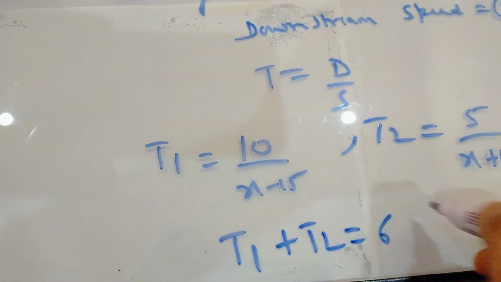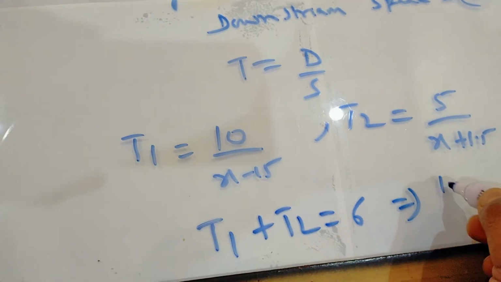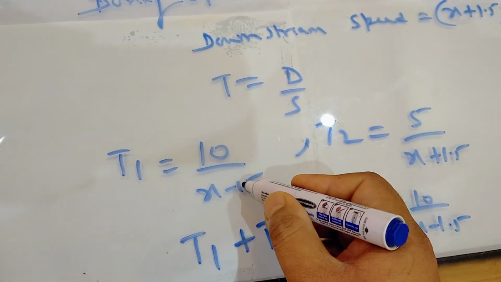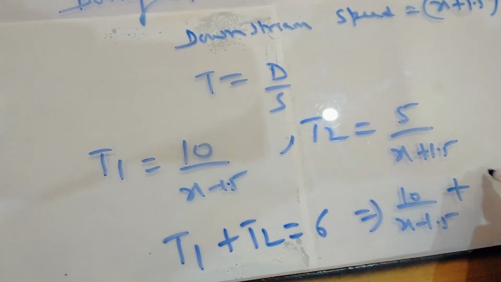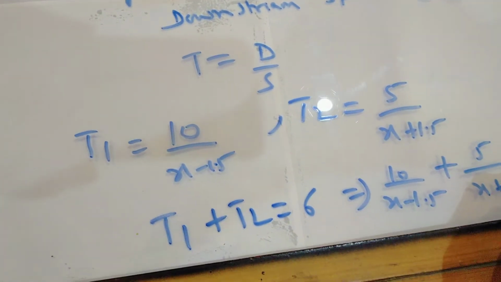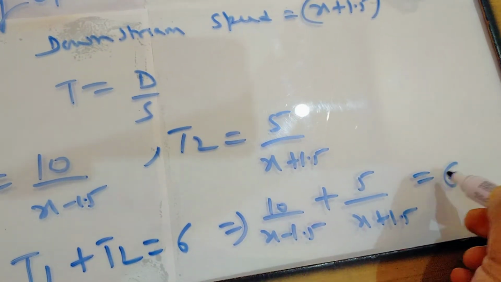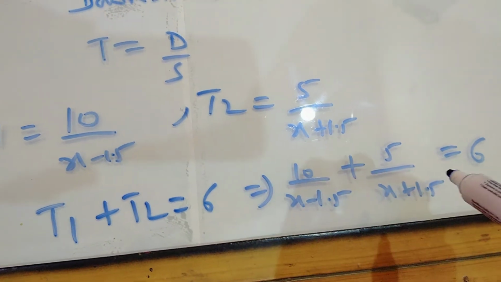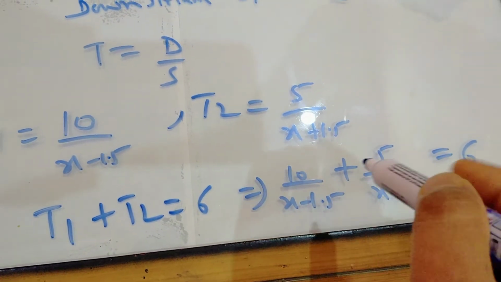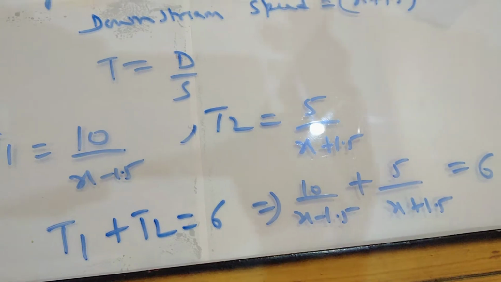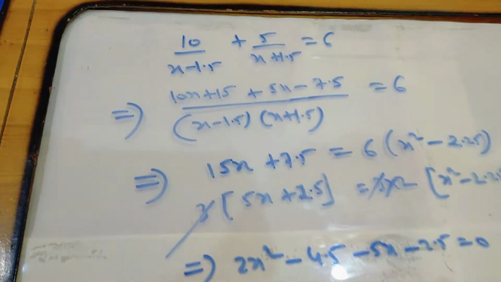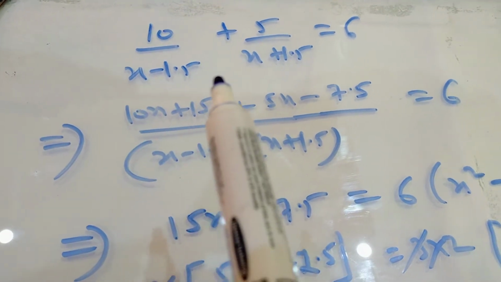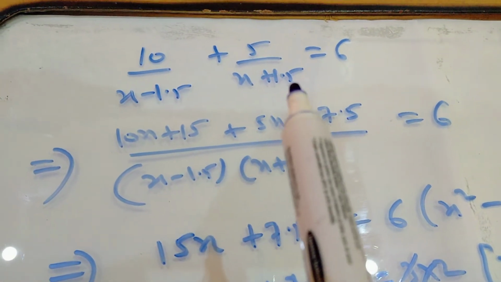So this implies that 10 upon x minus 1.5 plus 5 upon x plus 1.5 is equal to 6. So you have to simplify this equation and convert into quadratic equation and then solve it and get the value of x. That we will do it. So student, look at here, this is the equation. 10 upon x minus 1.5 plus 5 upon x plus 1.5 equal to 6.